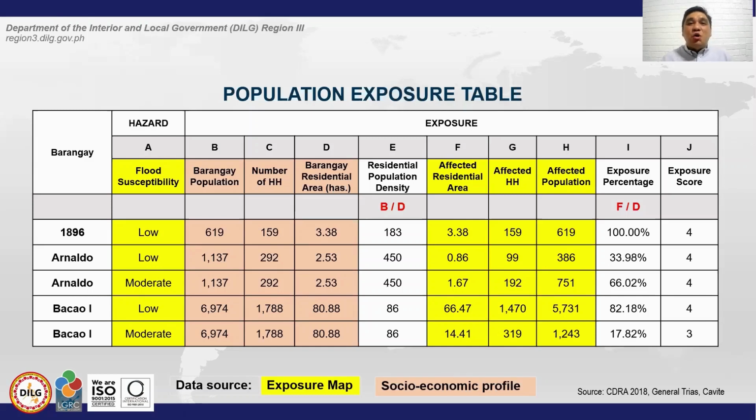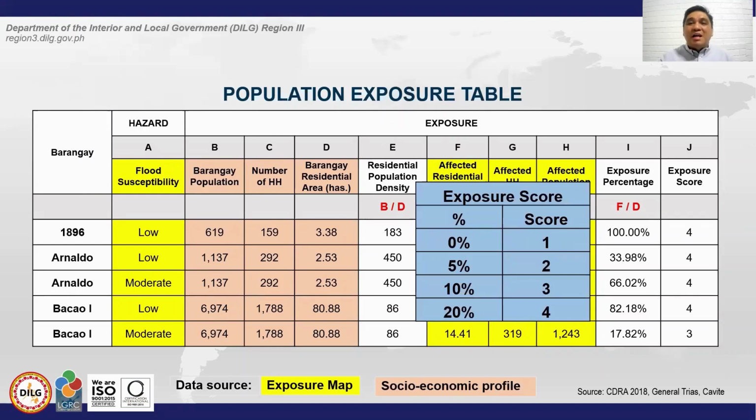Exposure percentage in column I can be computed in different ways. In the example shown, where the residential land use map was used, divide the affected residential area in column F by the total residential area in column D. But if you will use the CBMS household maps, divide the population affected per barangay by the total population per barangay. For the exposure score, use these parameters as your guide. If at least 20% of the population is exposed to a particular hazard, then the score is 4.